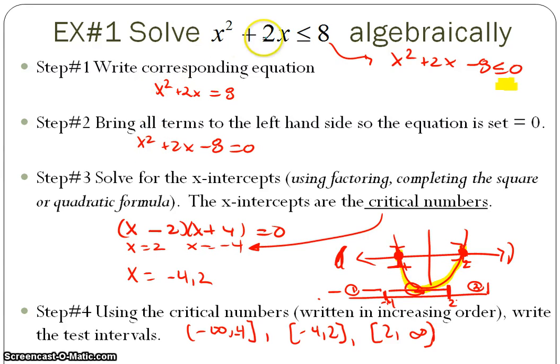Okay, so to sum things up. You turn your inequality into an equation, set equal to 0, factor it or complete the square, find your critical numbers, and then whatever our critical numbers are, we're going to split our number line into that many intervals. So it's always going to be from minus infinity to the smallest, from the smallest to the next one. If we have a third one, it would be from here to the next number, and then from that number to infinity. It's always going to be in that pattern, which is why you want to write them in increasing order.